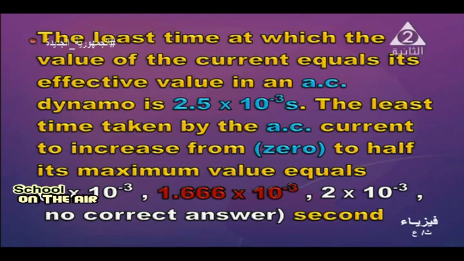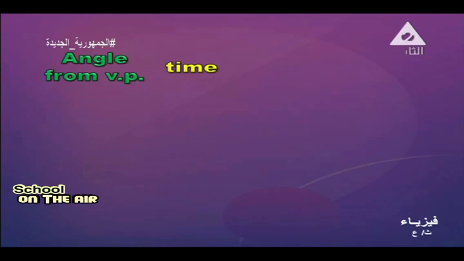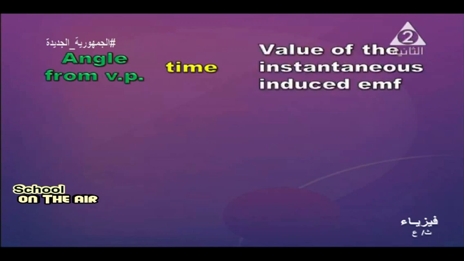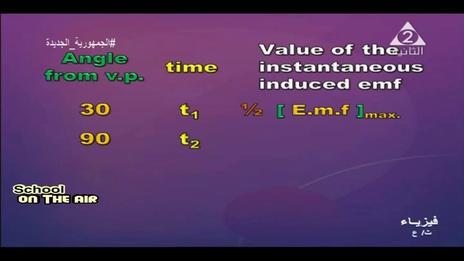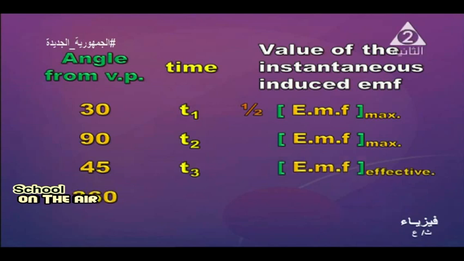The question is why? As I said before, we've got a very important piece of information. I explained it and I'll do it once again. Angle from vertical position, time and value, as I said. When the angle is 30, let the time be T1, value equals half the maximum. When it is 90, it is maximum. When it is 45, it is the effective value, okay? When it is 360, it is the periodic time.